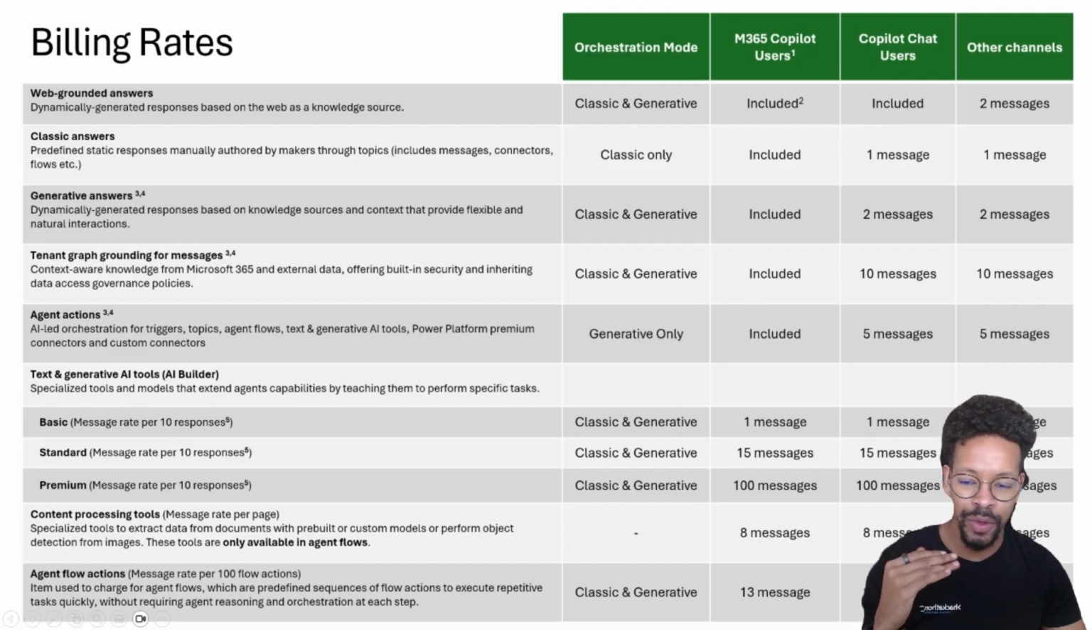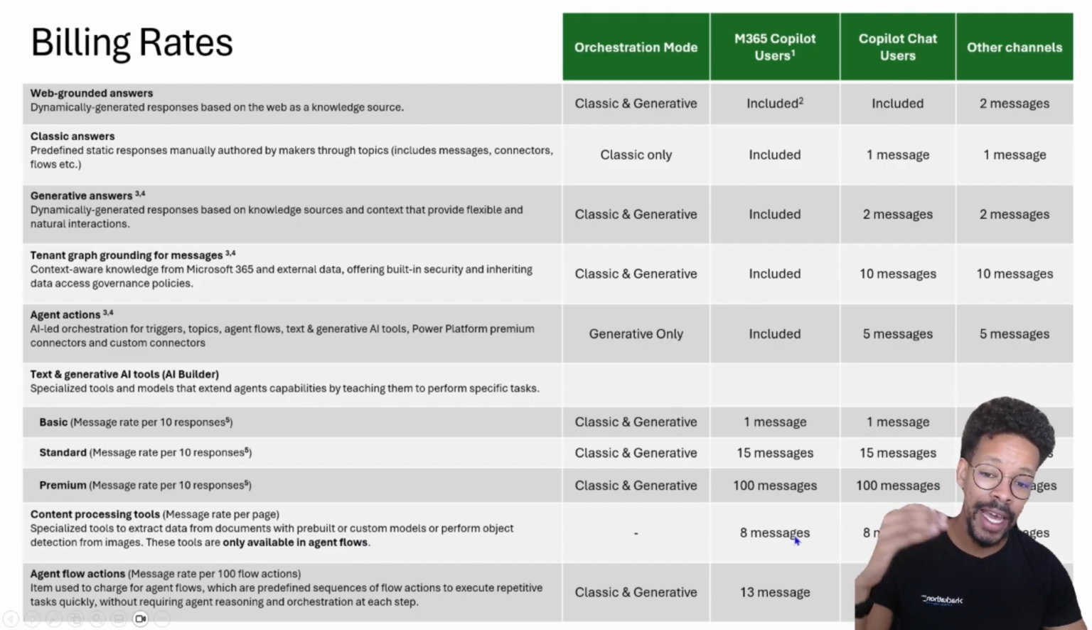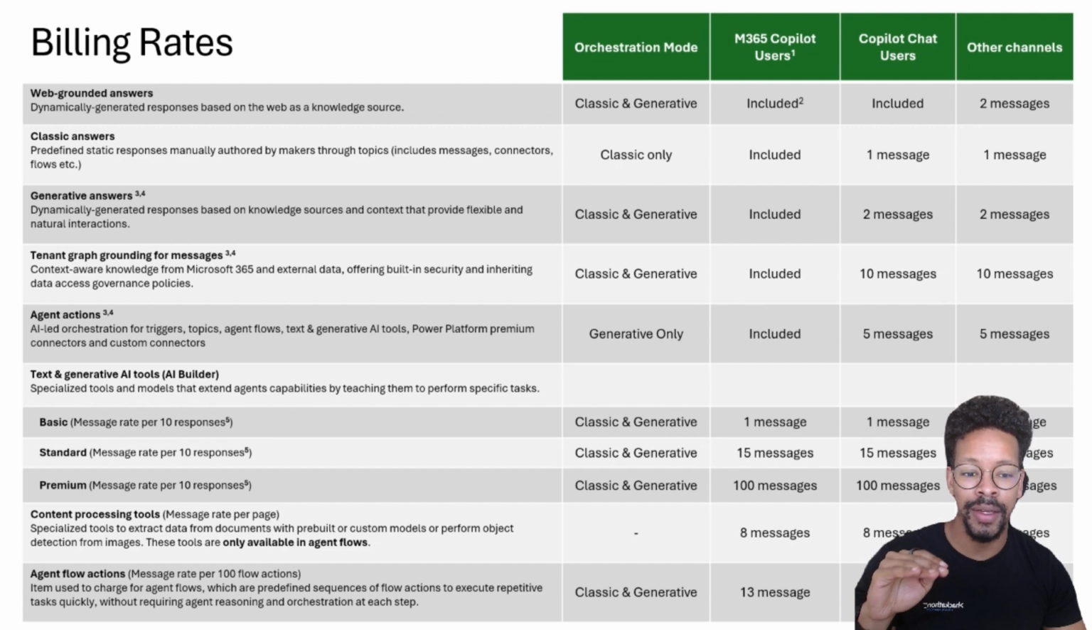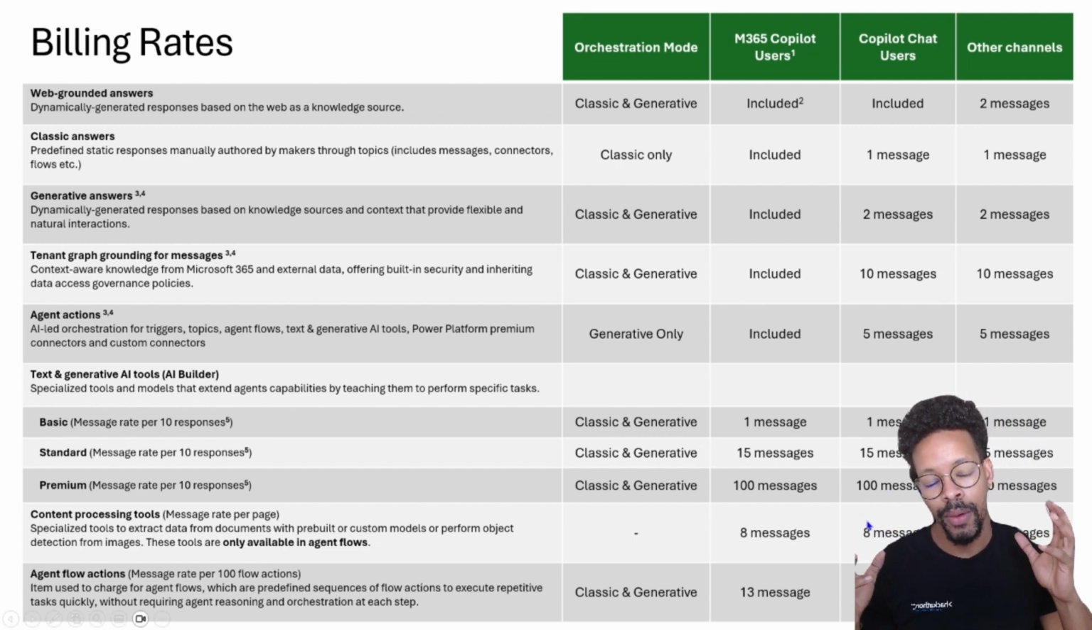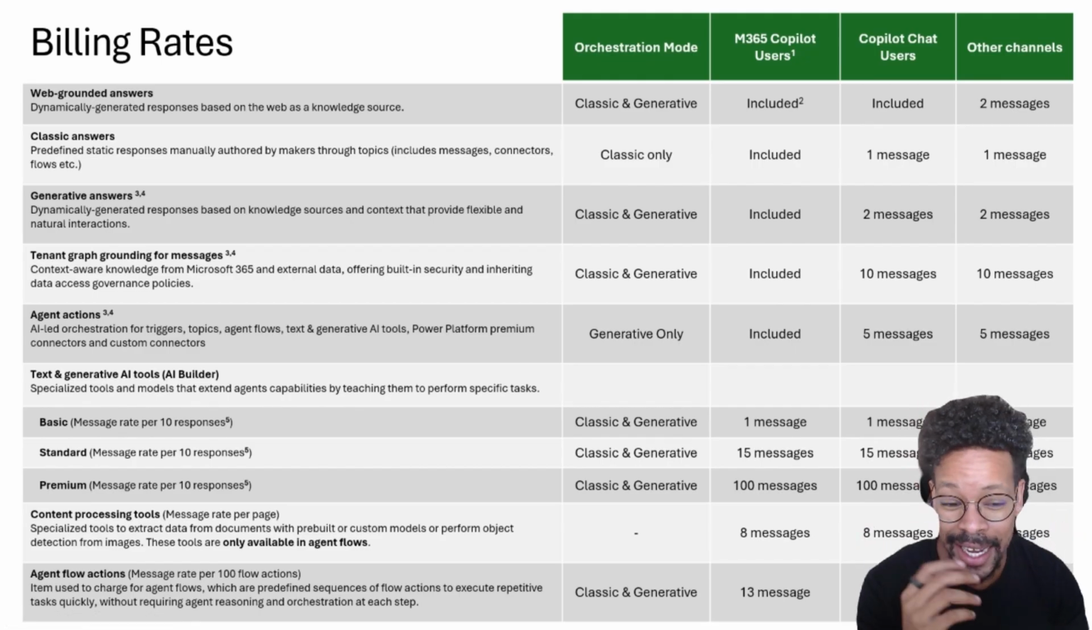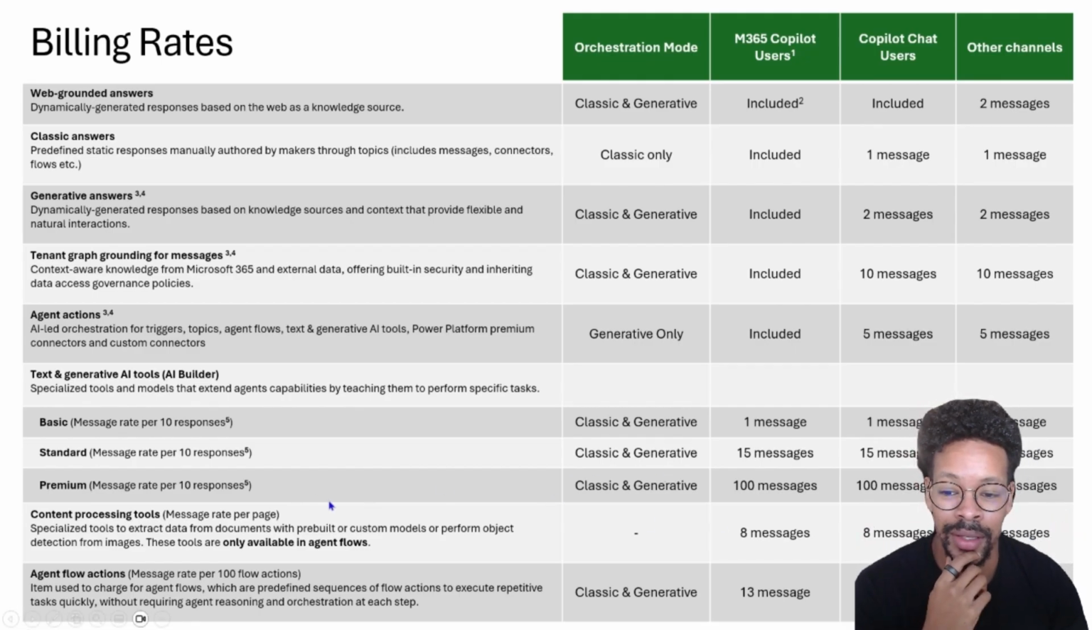And same here, if you use the tool, the AI prompt, which is pre-built, this is very well described in the Copilot Studio licensing guide. And from there, this will be for the rest of the AI builder tools or the AI prompts. And for the AI agent actions, it's 5 messages per action, and then you have the tenant graph grounding messages.